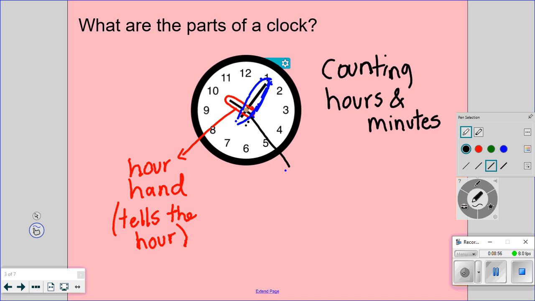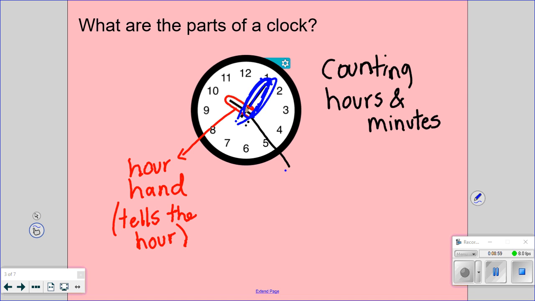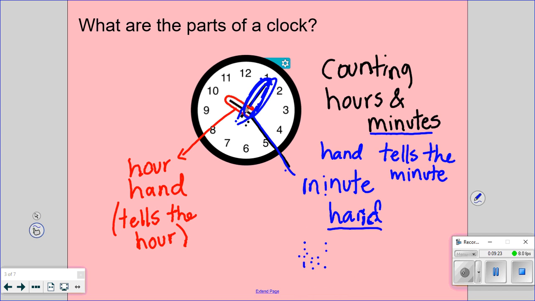Alright, my other hand is known as my minute hand. Minute hand, and that tells the minute. How many minutes have elapsed?